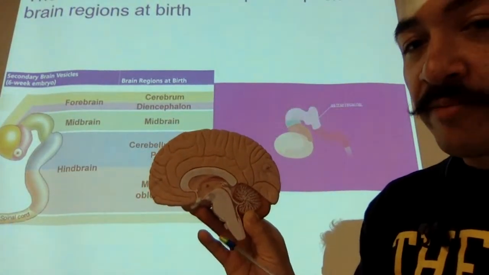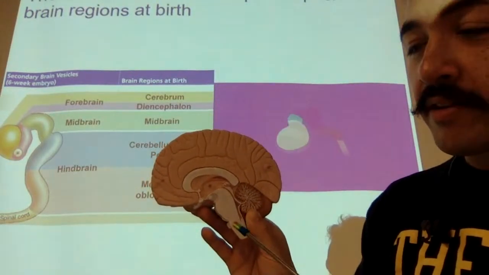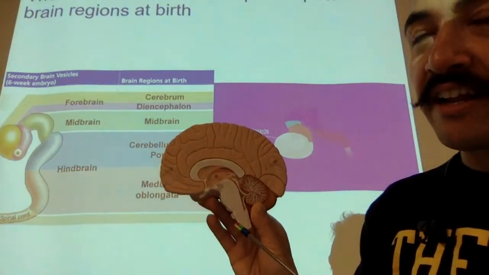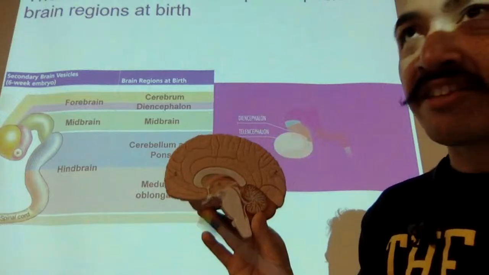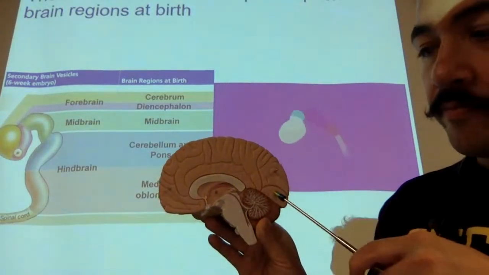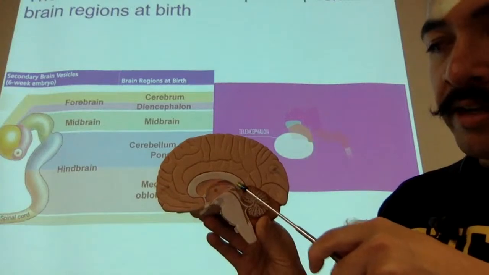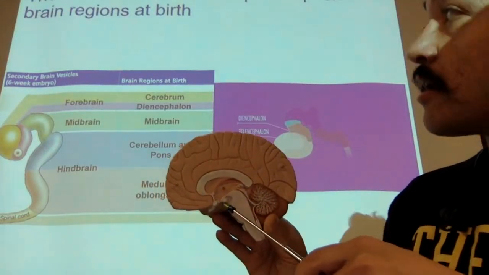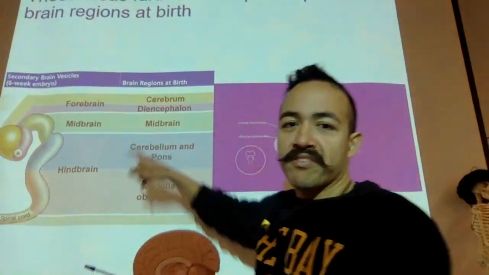Ectoderm leads to the integument and the nervous system. So cerebrum, diencephalon, and the midbrain just stays as midbrain.